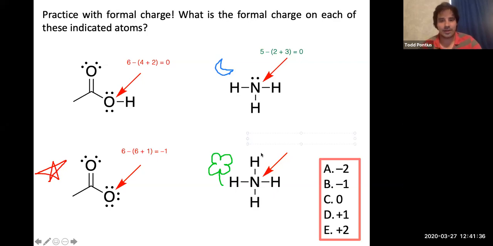Excellent, it is choice D. So nitrogen is group 5, and from that we're going to subtract, there are 0 non-bonding electrons and 4 bonds, which gives us a total of positive 1. Awesome job. Does anybody have any questions about that?